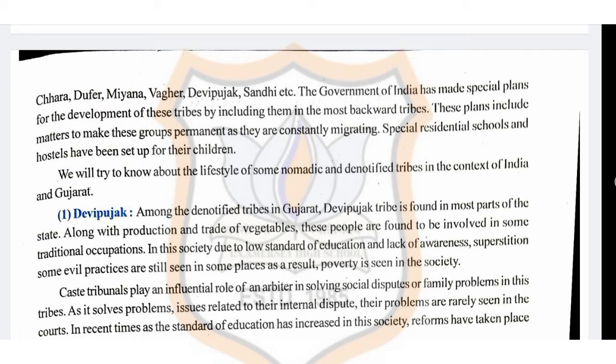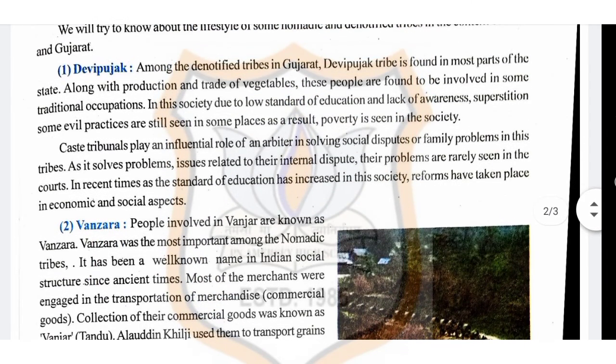We will try to know about the lifestyle of some nomadic and denotified tribes in the context of India and Gujarat. Number 1, Devi Pujak. Among the denotified tribes in Gujarat, the Devi Pujak tribe is found in most parts of the state.